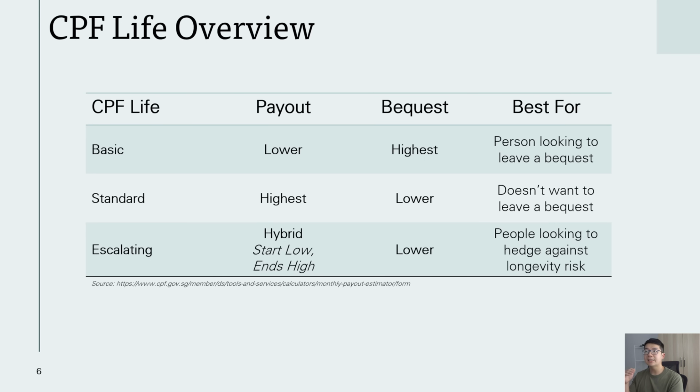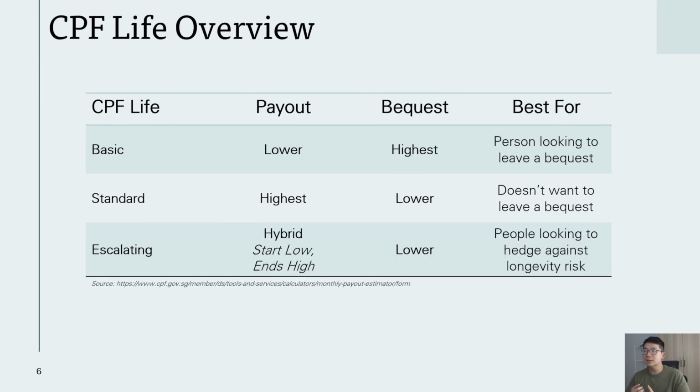For payouts, basic is lower, standard is higher, and escalating is a hybrid. It starts out low but ends up as the highest one. For the bequest, basic most of the time will be the highest amount. Standard and escalating are roughly the same at the lower end. And what each plan is best for: the basic one is best for a person looking for a bequest, or looking to leave something over for their family when they pass on. So the bequest portion is very important in the basic plan because that also affects the IRR, or internal rate of return, as you can see later on.